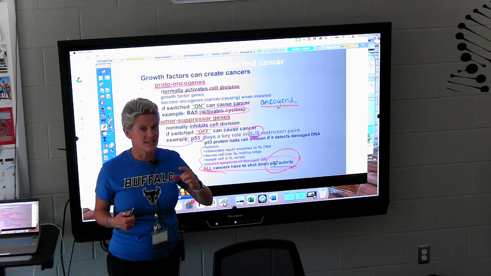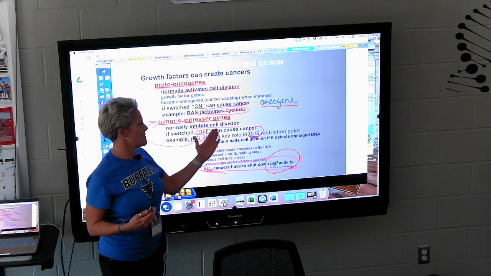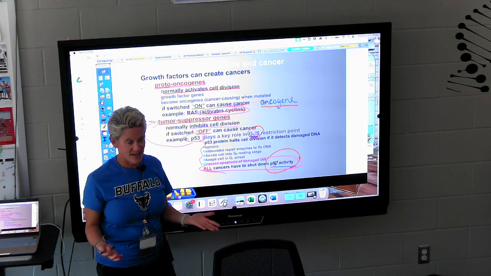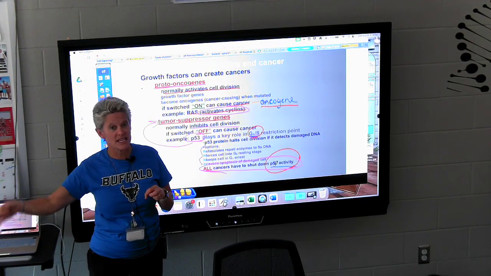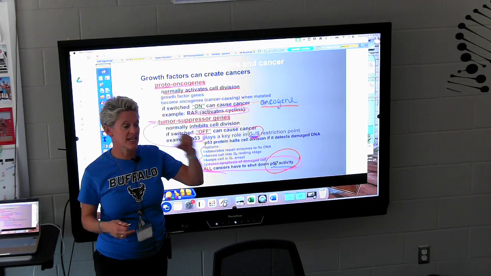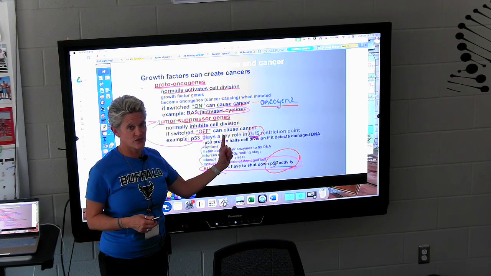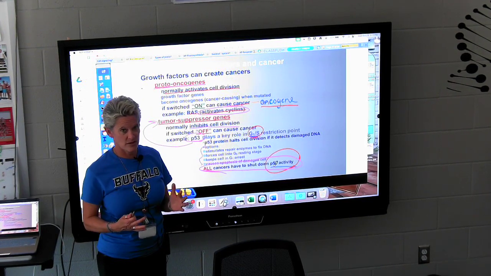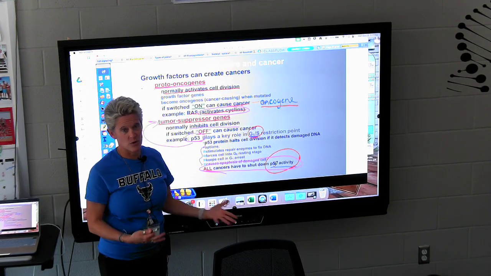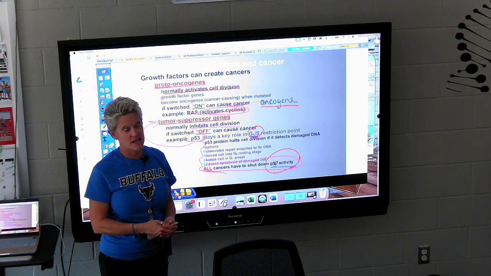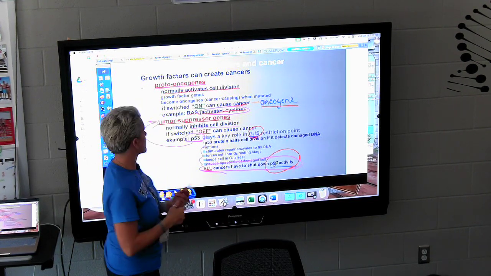His is deleted, so he can't make P53 to inhibit cell division, and his cells divide. That is one of the reasons that caused his type of cancer, is that he has a deletion on a gene that should be making these tumor suppressor genes, and they don't. So it's telling his cells to divide when they shouldn't. Some of those bone marrow cells are dividing when they shouldn't. All right, so how does P53 work?